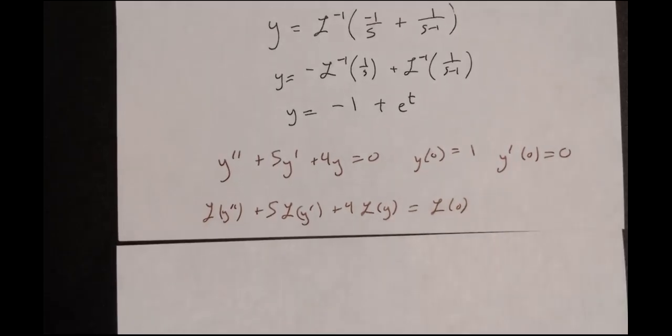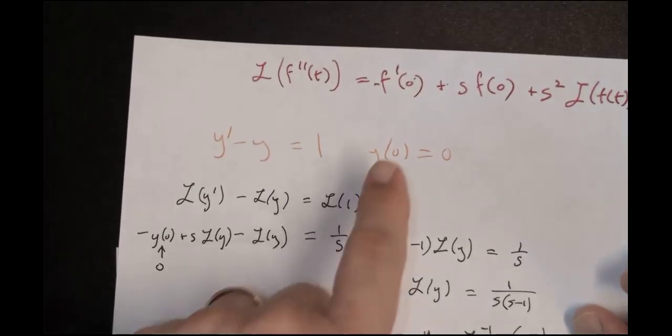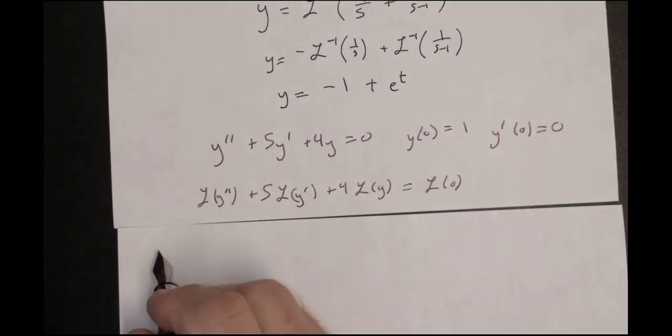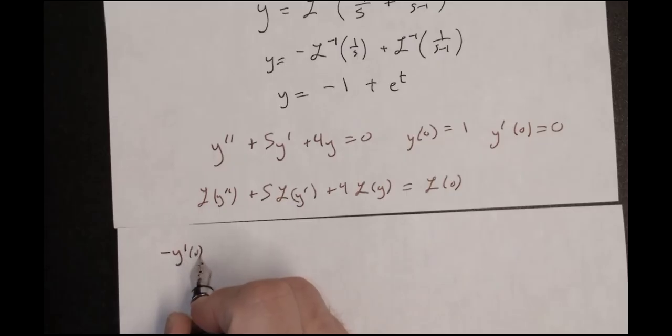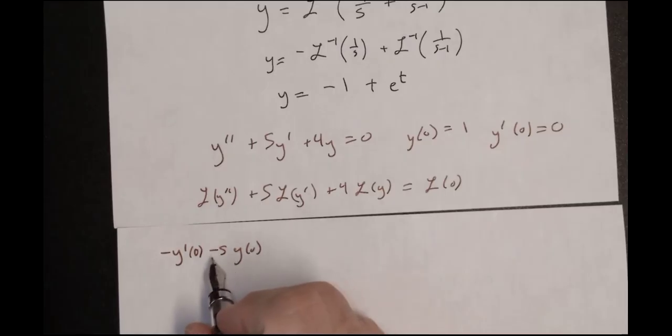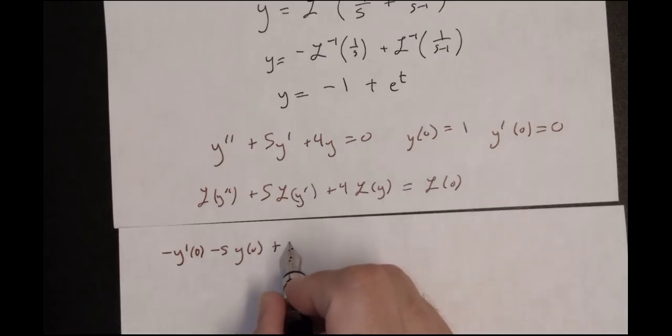But let's look at the left-hand side. What do I get for my f double prime? Y double prime in this case. Oh, that's here. Formula 13. So I get minus y prime of 0 minus sy of 0. I'm sorry. Yes, that's minus. And then s squared, right? The s squared is what's plus.